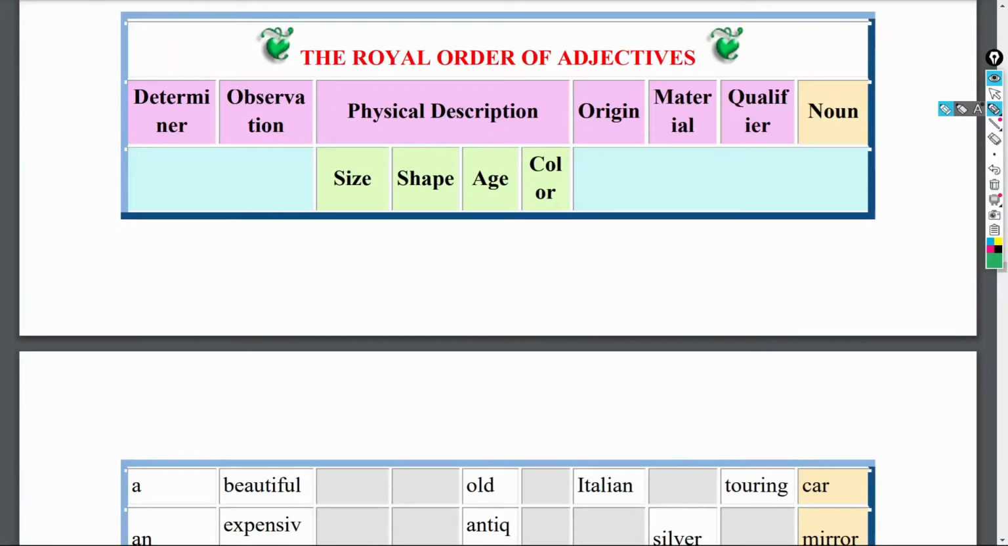So now we will be talking about the royal order of adjectives, where the adjective comes, what is the position of the adjective. Let us see. So the determiner will come first, then there will be the observation, then there will be the physical description, then there will be the origin, then there will be material, then there will be qualifier, then finally there will be the noun, which is modified. Let us see one example and then it will be very clear.